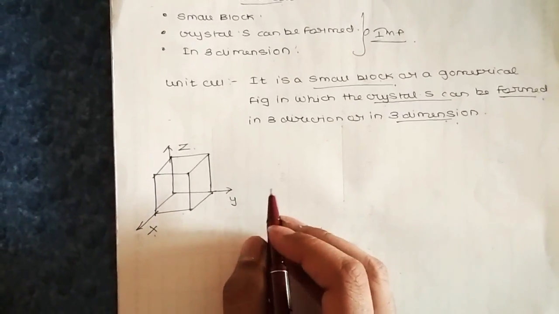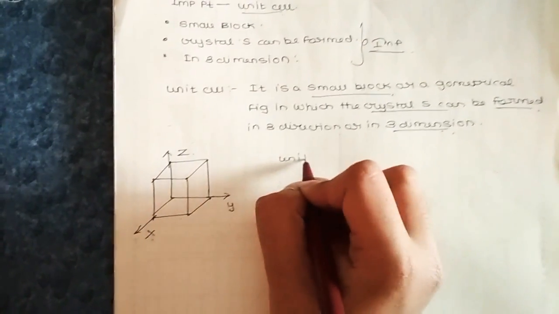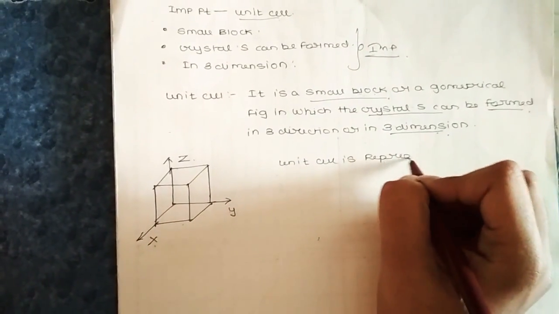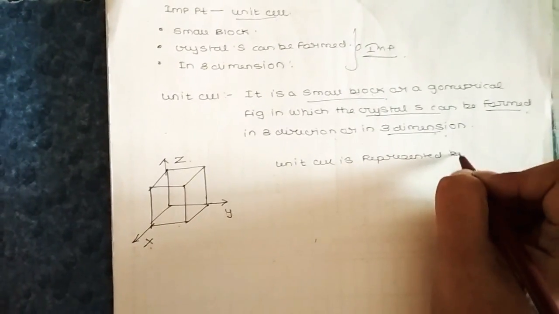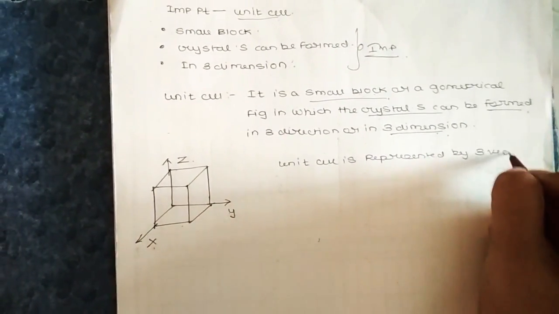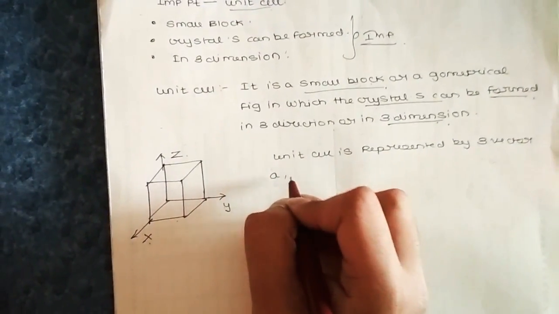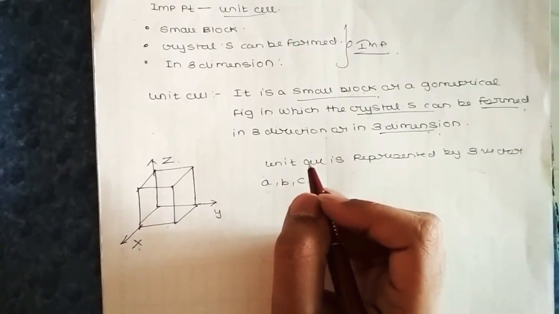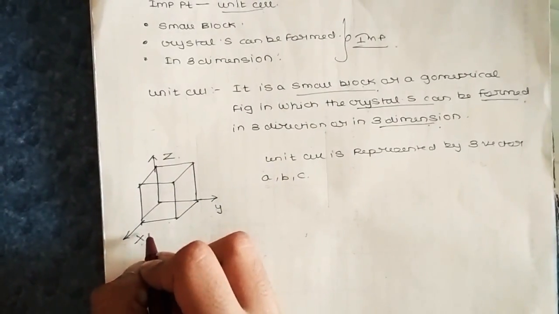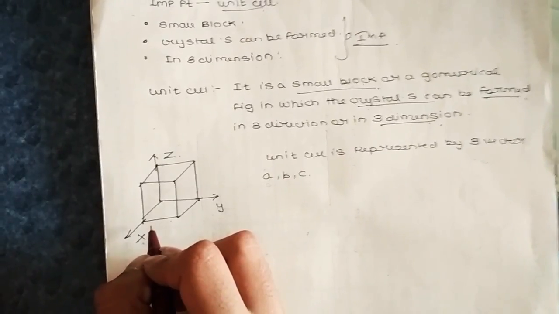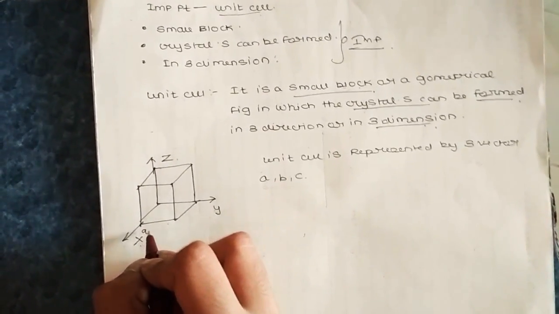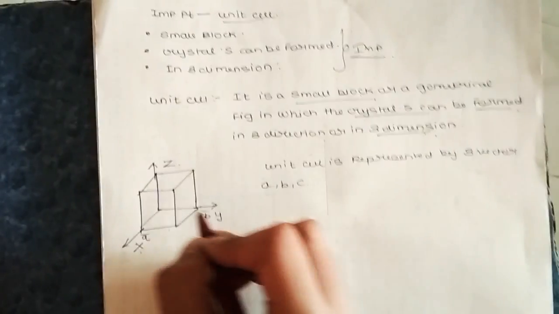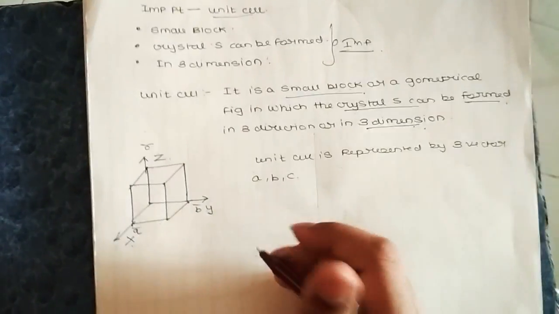Now how to represent a unit cell? A unit cell is represented by three vectors A, B and C. Now your question is, where should we place these three vectors? Let us assume that vector A is in the x direction, vector B is in the y direction and vector C is in the z direction.